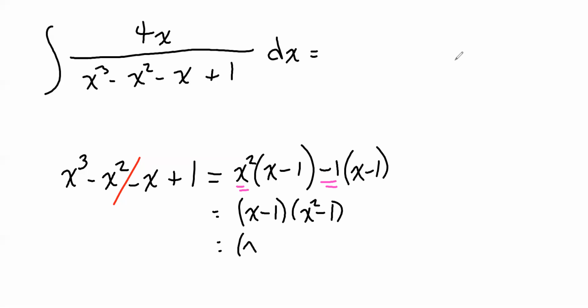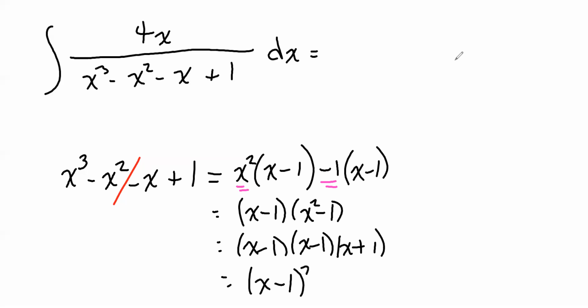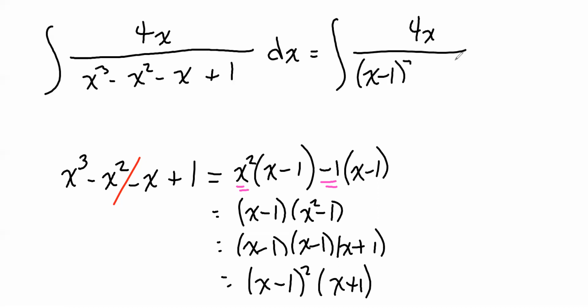But x squared minus 1 is a difference of squares and factors into x minus 1, x plus 1. Now we see that x minus 1 is a repeated linear factor. It shows up twice. So to move forward with the partial fraction decomposition, I have to factor the denominator, and it factors into x minus 1 squared times x plus 1.